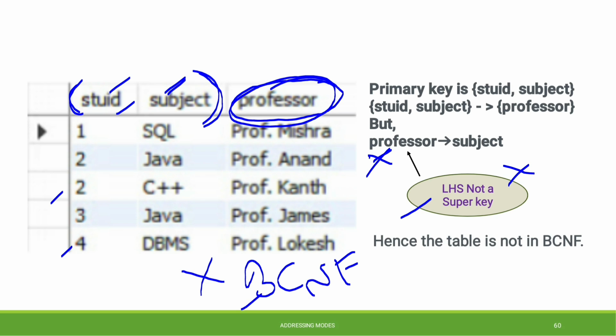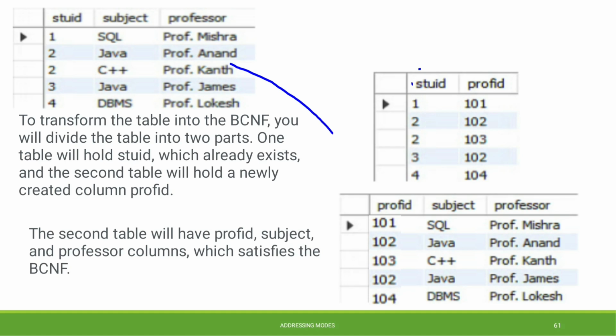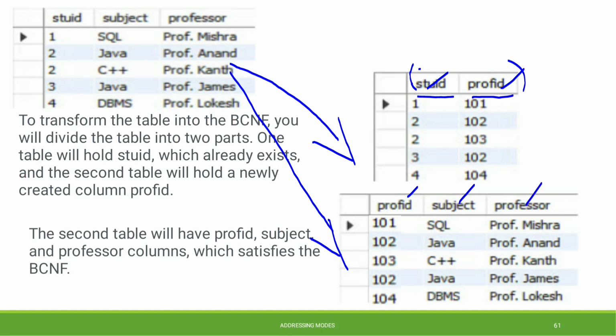Now to bring this relation into BCNF, it is decomposed into two relations. In one relation, student ID and professor ID are taken as attributes and both together are made the primary key. In the second relation, professor ID, subject, and professor attributes are taken and all three together are made the primary key. So professor ID is the new attribute here.